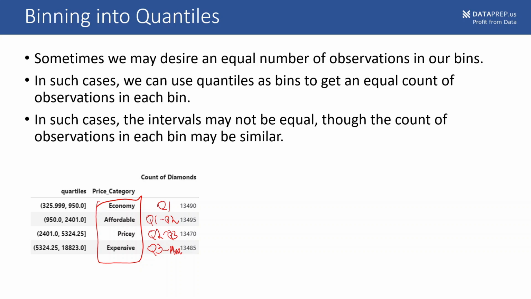We can easily do that, and these are the different quartiles that were used for such bucketing. So this is the minimum value of our diamonds. This is the maximum value. And these values here that you see are the different quartiles. And the count of diamonds in each bucket is roughly the same.